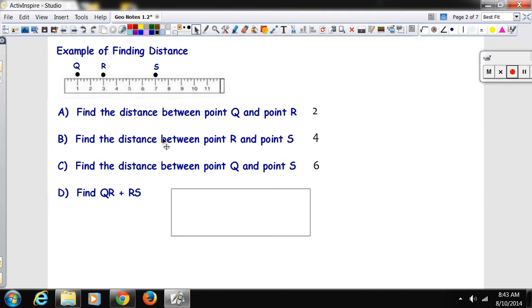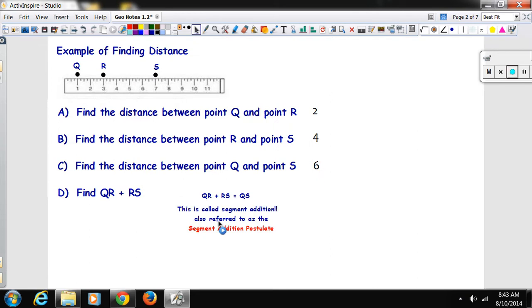What we call that is called the segment addition postulate. When you add the two segments together, you get the entire segment. So adding the two smaller ones together, putting it in one bigger segment, you just add them together. So this is called segment addition. It's also referred to as the segment addition postulate.